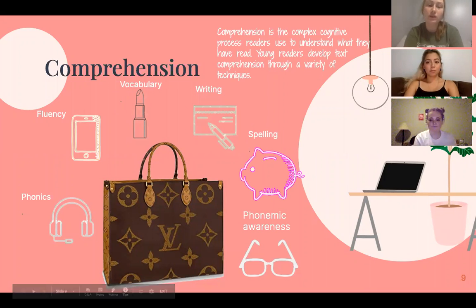Okay, so overall, comprehension is the complex cognitive process readers use to understand what they have read. Young readers develop text comprehension through a variety of techniques. So between using phonics, fluency, vocabulary, writing, spelling, and phonemic awareness, they have to know all of those details and techniques to comprehend what they're reading. If they don't understand the vocabulary, then they're not going to comprehend the story. And same thing if they don't understand the spelling or the fluency, they're not going to comprehend anything that's going on.